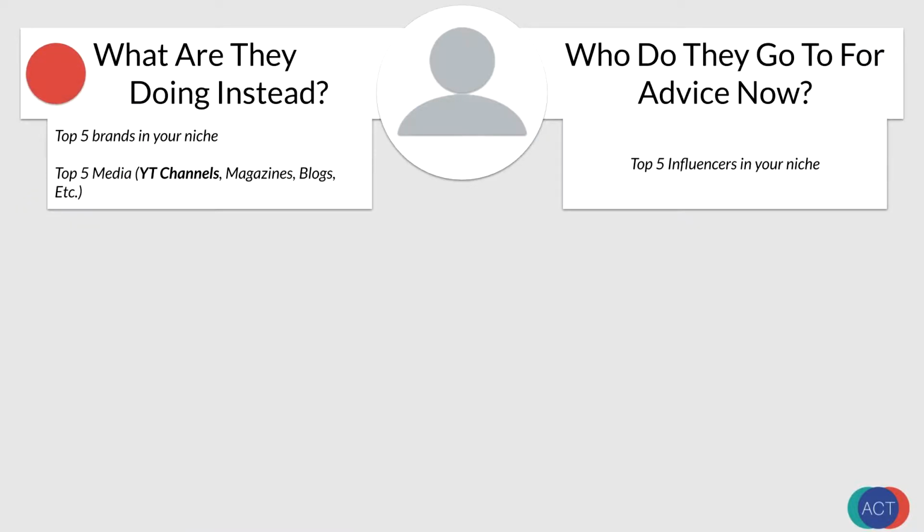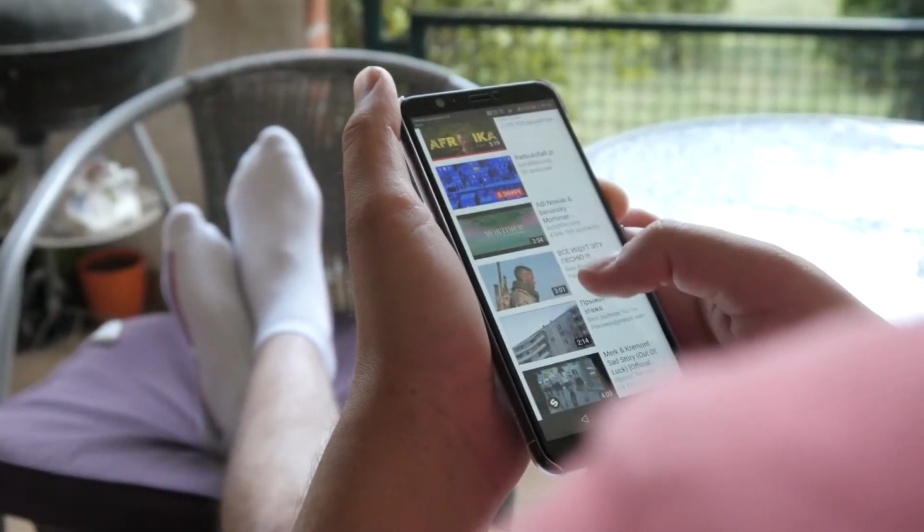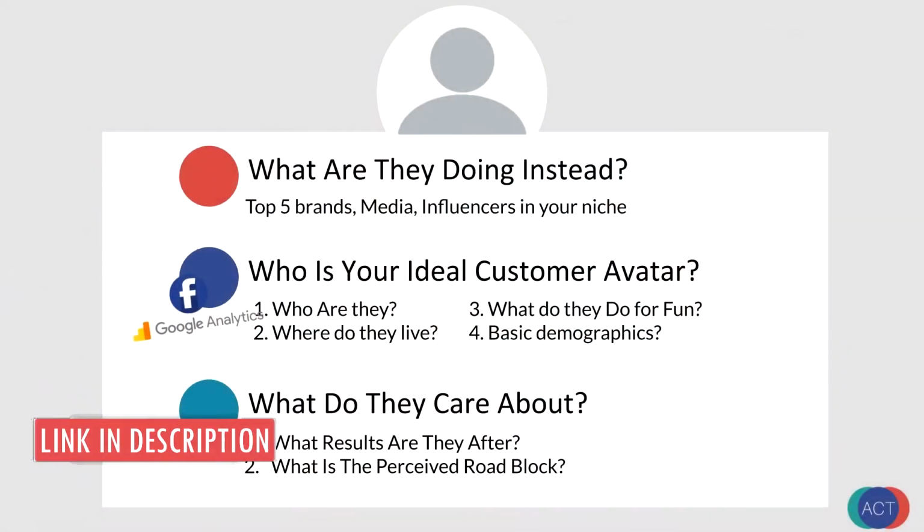What you do want to do, though, before you start creating your content, is find at least 5 YouTube channels that your ideal customers are already engaging with, to help you understand what type of content they're really going to enjoy. Again, I'll leave a link in the description to a full video that walks through all 3 of these major points of your ideal customer avatar.